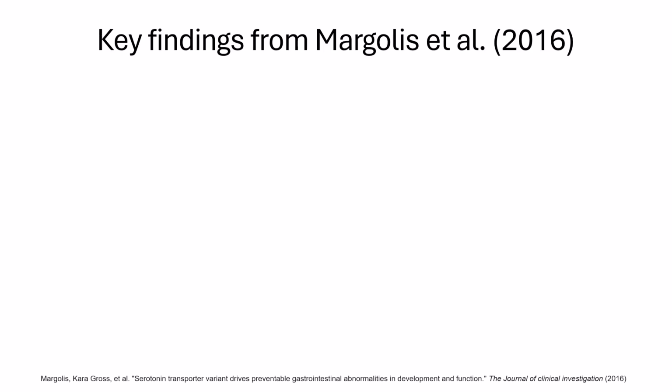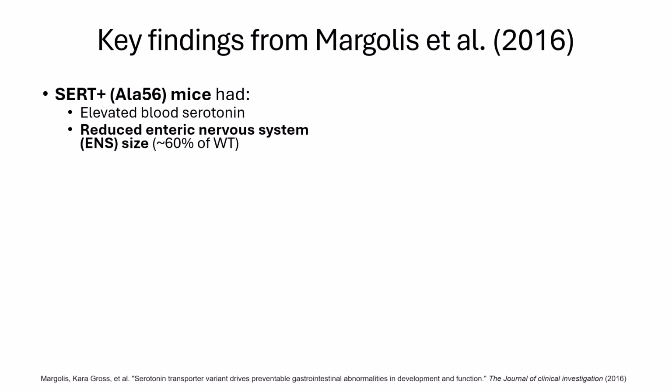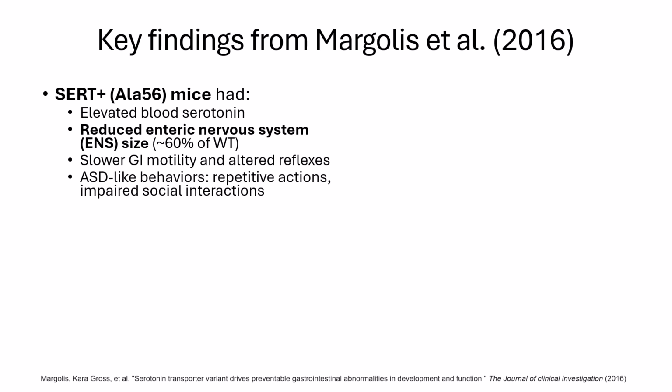What did they observe? Well, the SERT positive mice had elevated blood serotonin, which of course makes sense because it was taken from the gut and transferred via platelets to the blood, to be measured in the bloodstream. As a result, they had less serotonin in the gut, and since it acts as a growth factor in the enteric nervous system, their enteric nervous system was reduced. According to the data that they had, it was about 60% of wild type. They had slower GI motility, they had altered reflexes, and this was really interesting, they had ASD-like behaviors, like repetitive actions, impaired social interactions, things like that.